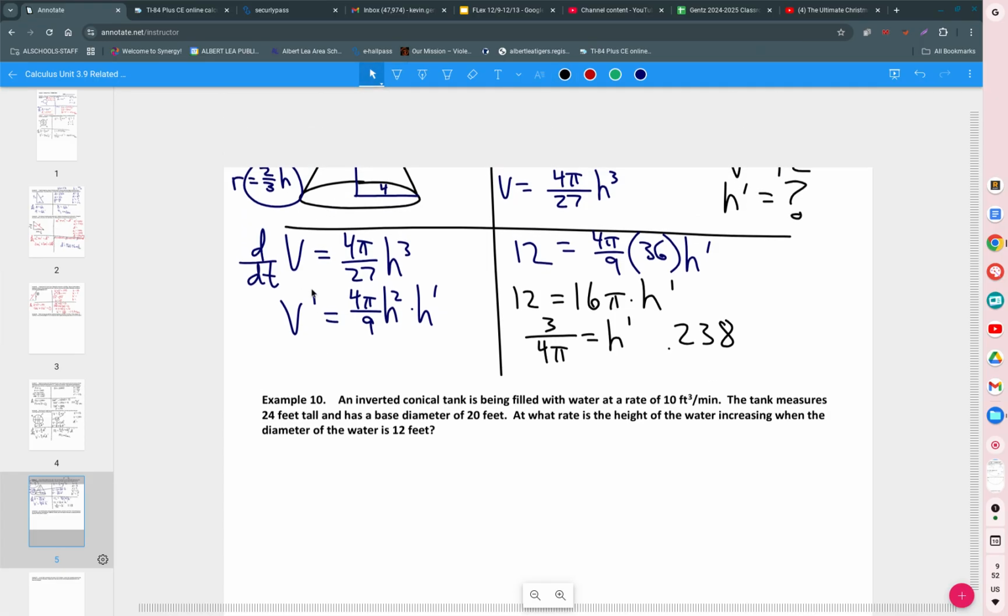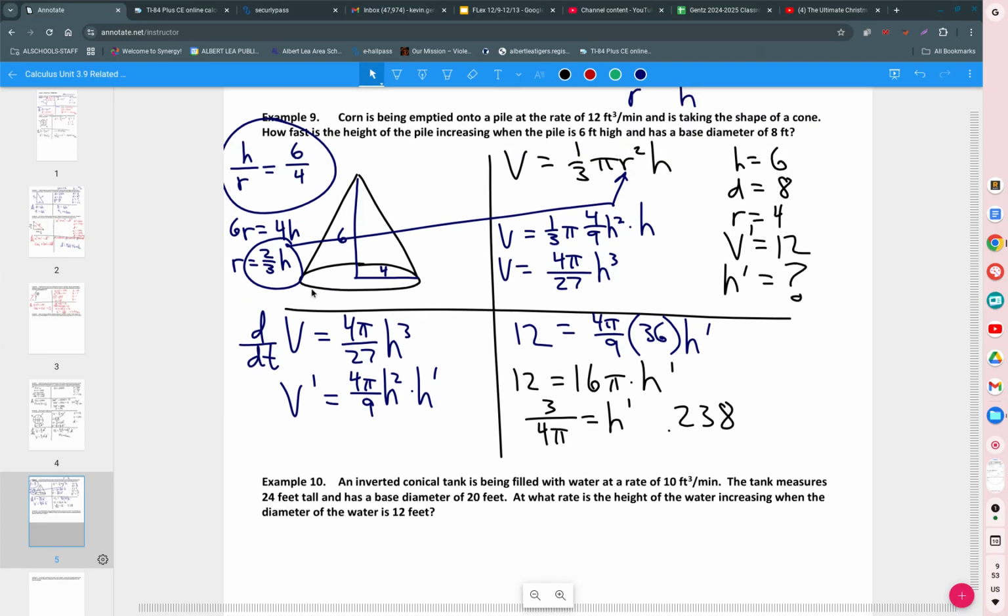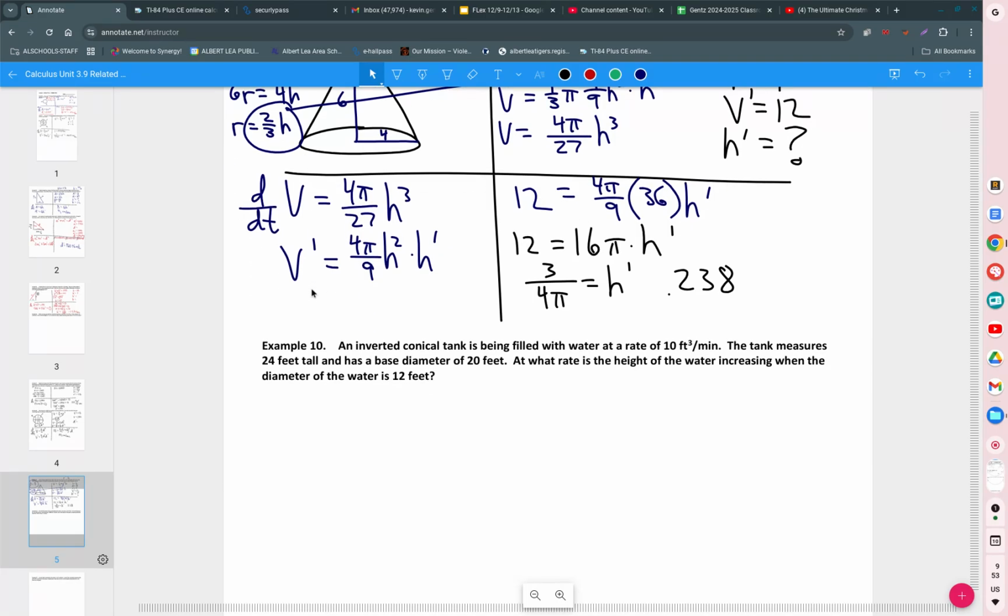And my measurement is going to be in feet.